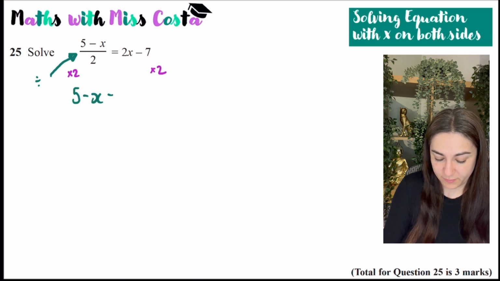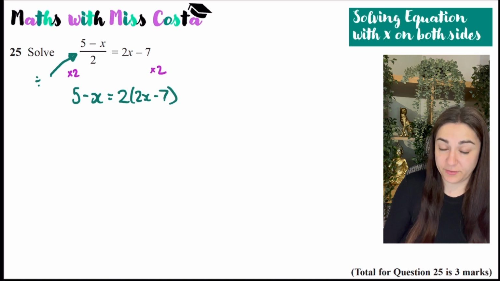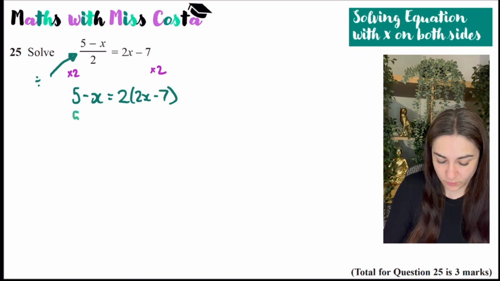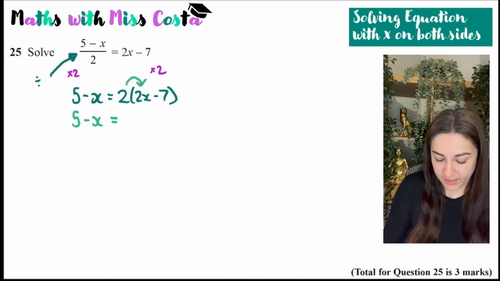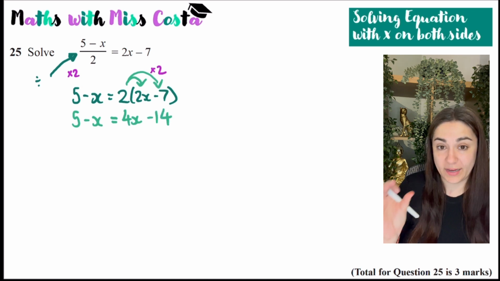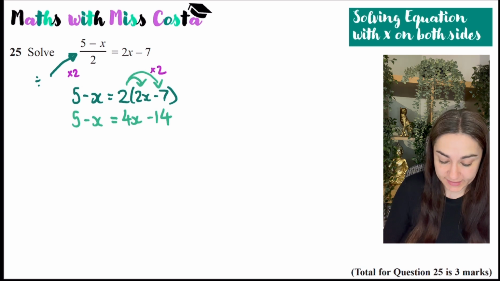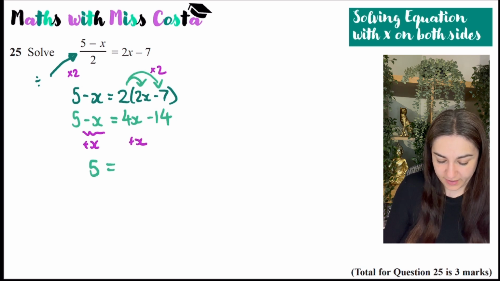So that would become 5 minus x equals 2 lots of 2x minus 7. And it's a lot easier if you just put things in brackets to indicate that you're multiplying by 2. Then you can expand the bracket. 2 times 2x is 4x. 2 times minus 7 is minus 14. Now we get to a part where we've got x on both sides, so we can move the smallest x. So it's a minus x over here. If I add x to both sides, that would become 5 equals 5x minus 14.